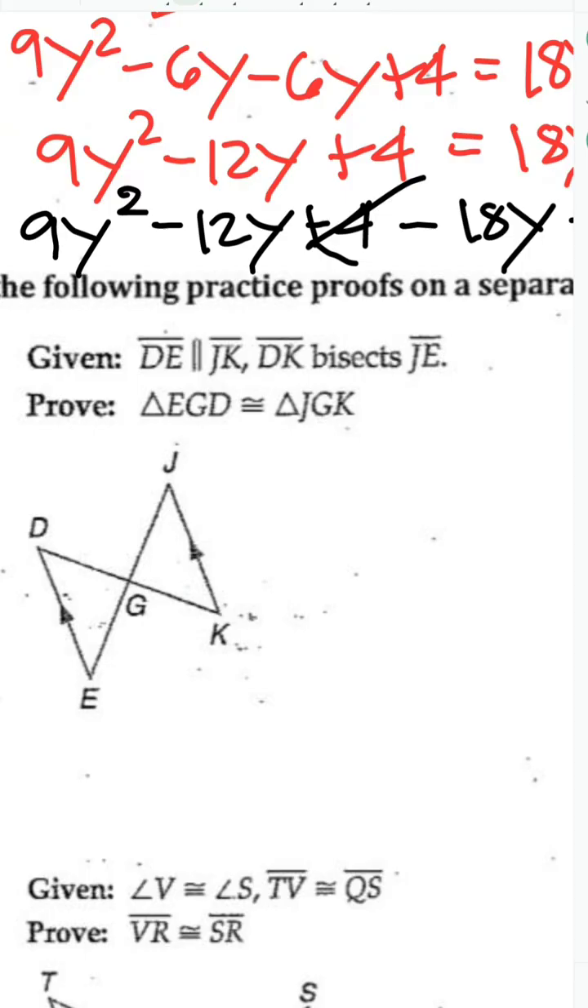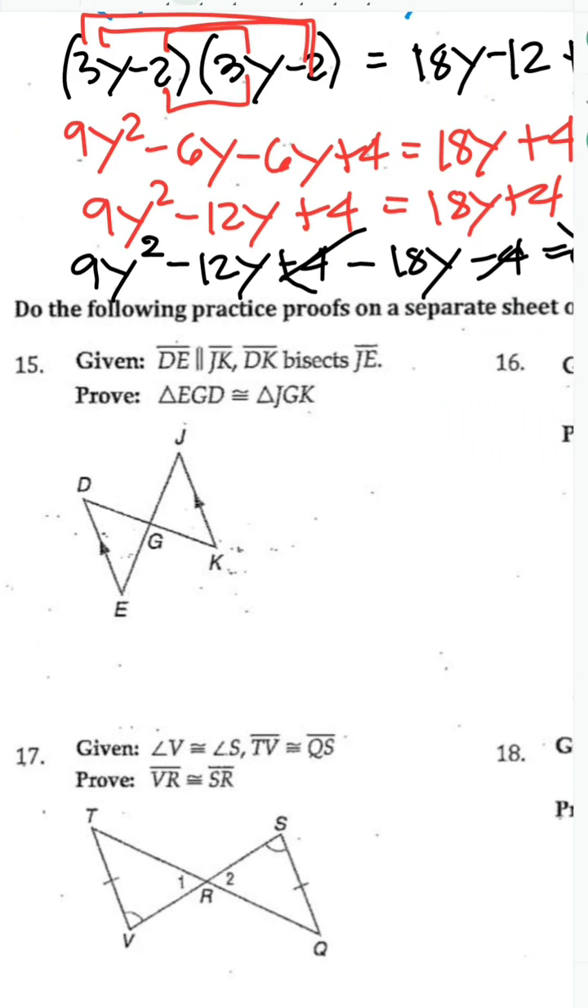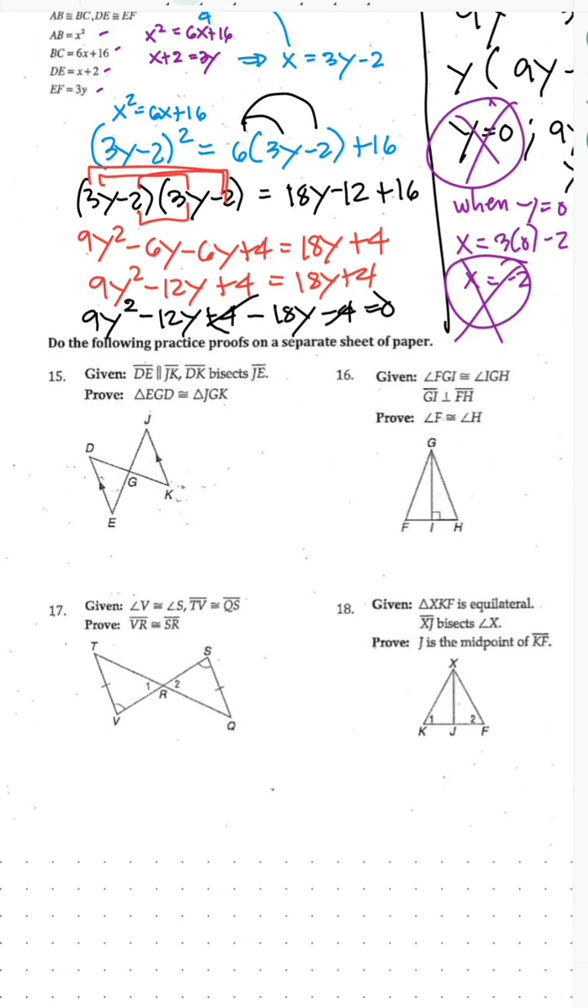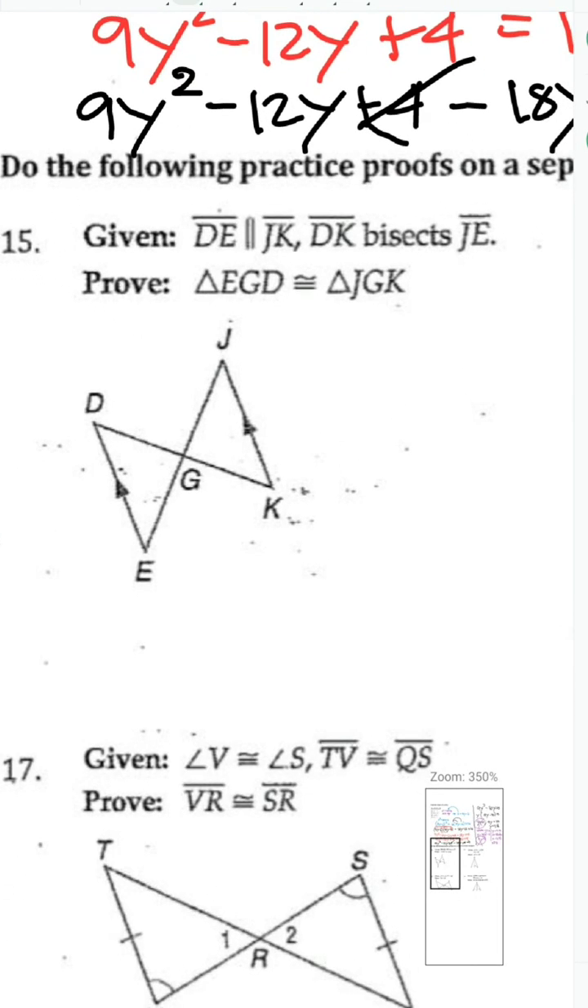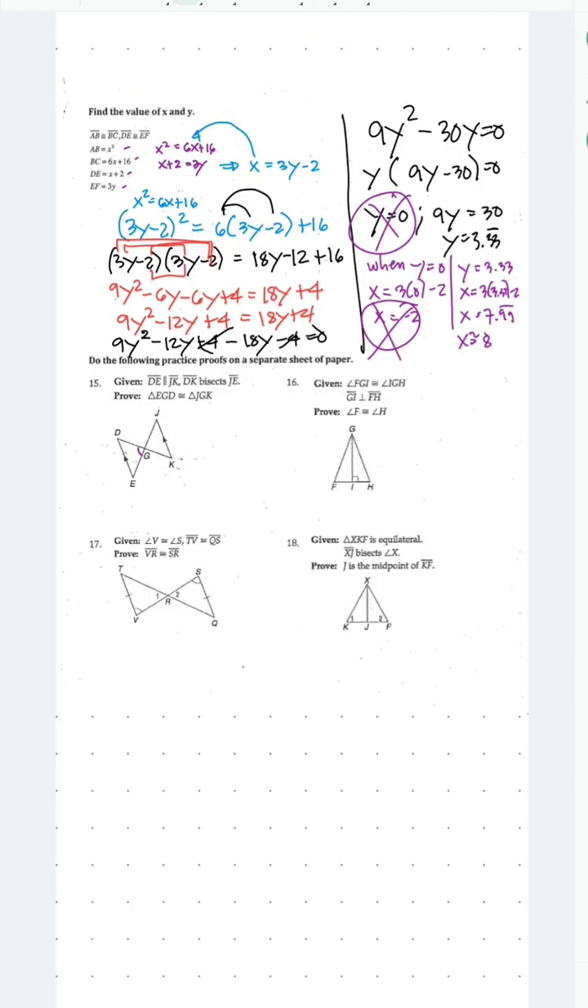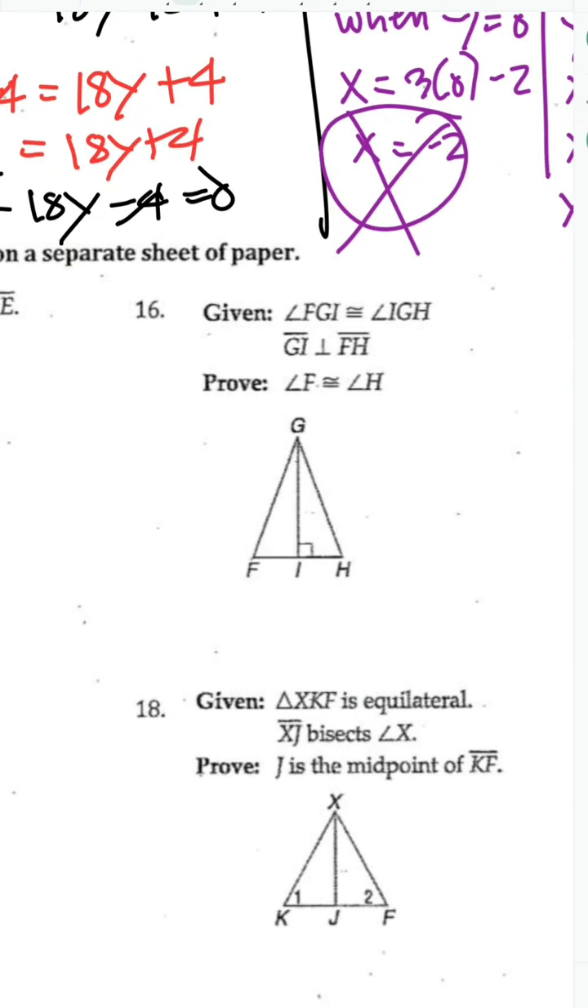For number 15, do the following practice proofs on a separate sheet of paper. Okay, given DE is parallel to JK. DK bisects JE. Okay, prove that triangle. Huh? 16. Nope, you don't have any problem with 15.